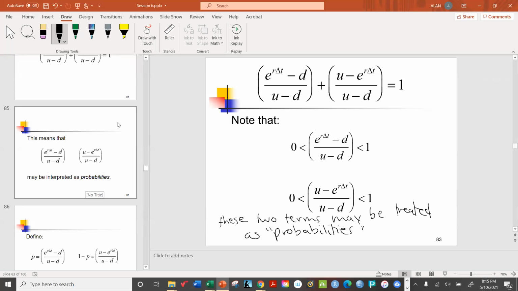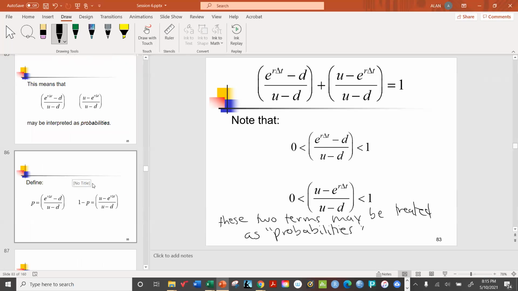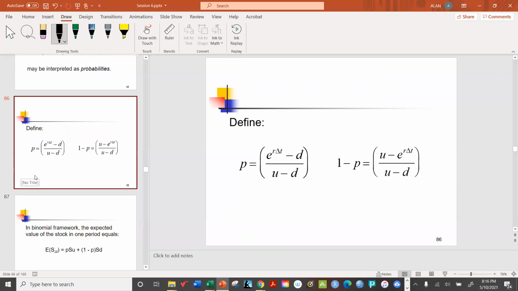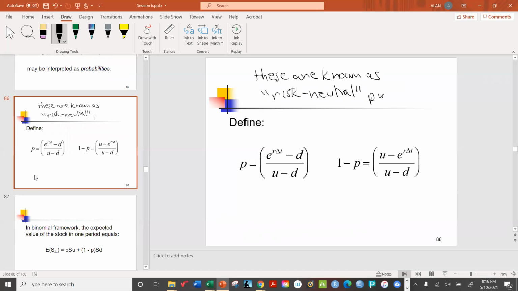These have a special name, and this will require a little detour again, but let me show you what this is all about. Let me scroll down here a little bit. We're going to let this first term be P and the second one be 1 minus P. We know that they add up to 1. So we're going to call this P. These are collectively known as risk neutral probabilities.